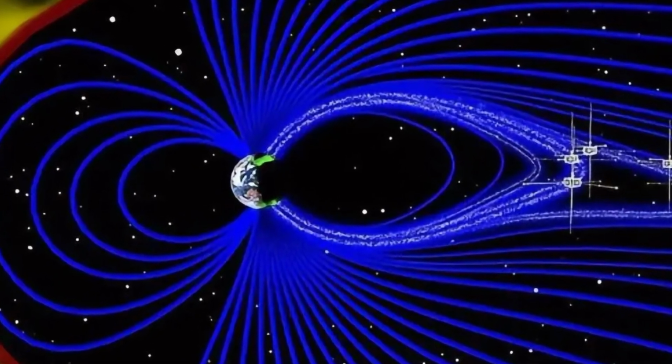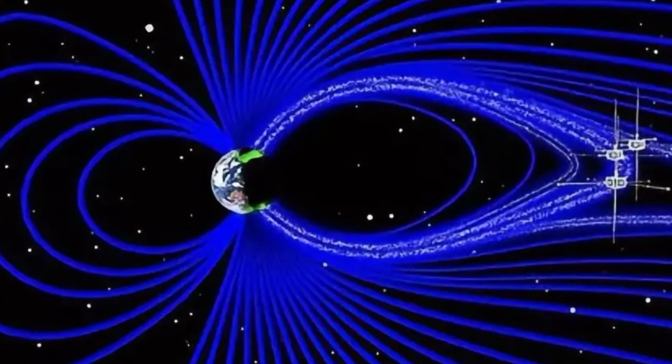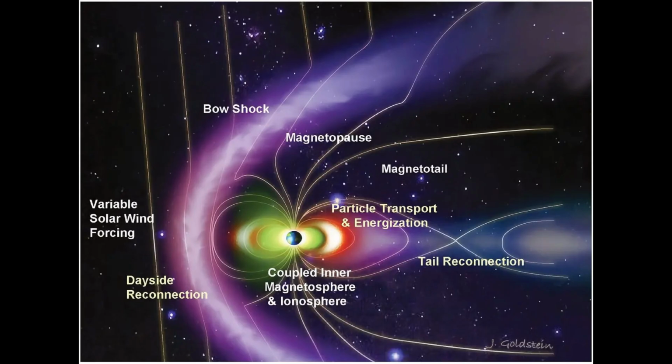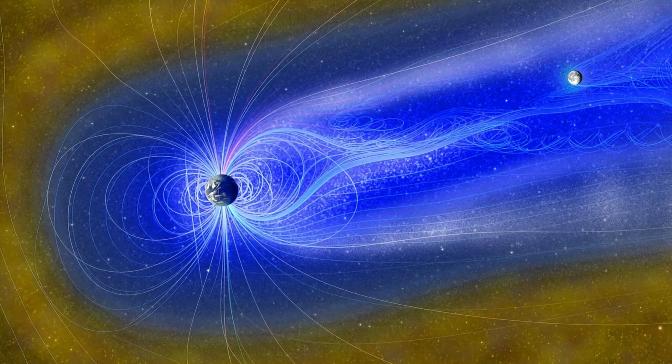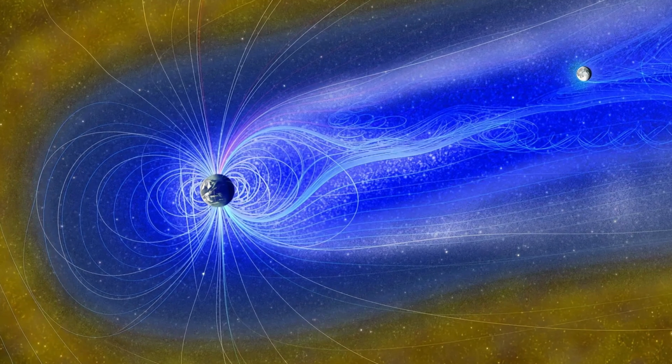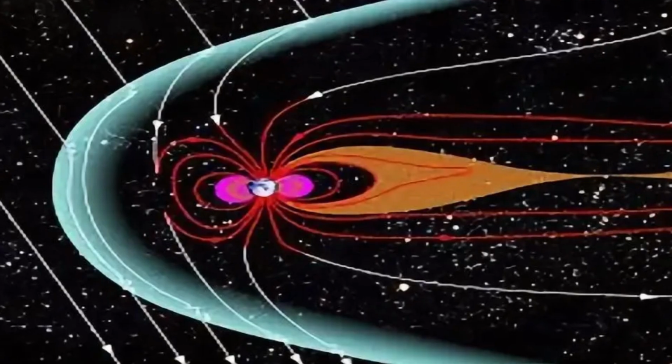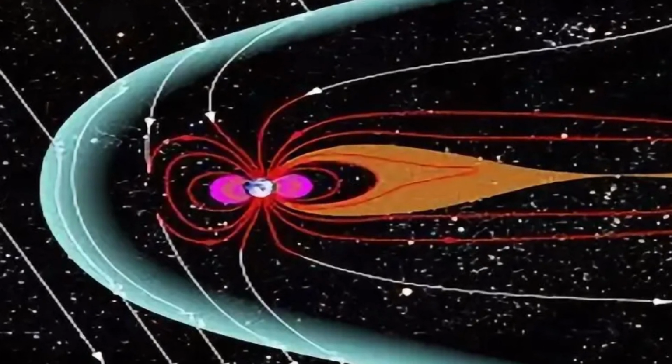Reconnection events can cause some of the most powerful outbursts in the universe, from solar flares to explosive astrophysical phenomena. Where do we see magnetic reconnection? One place is Earth's magnetosphere, where magnetic reconnection occurs when the solar wind interacts with Earth's magnetic field.